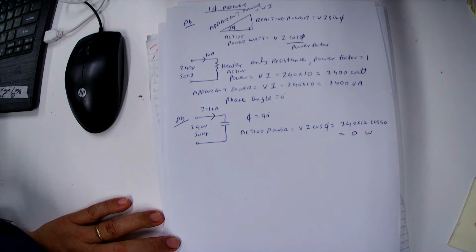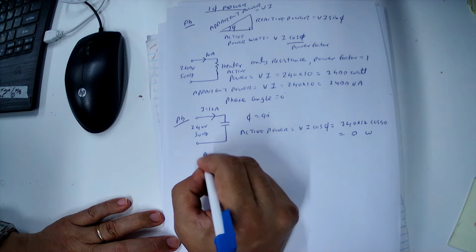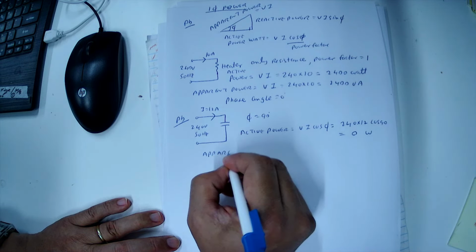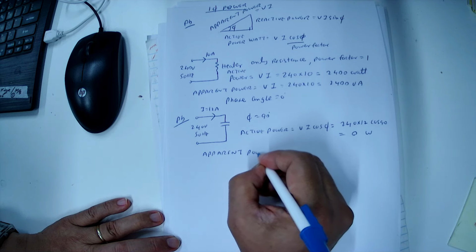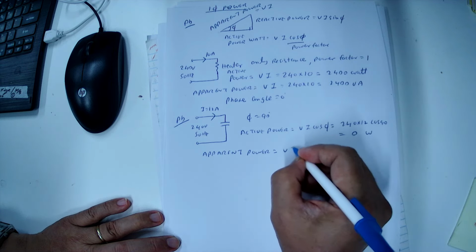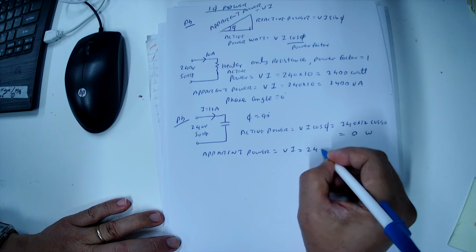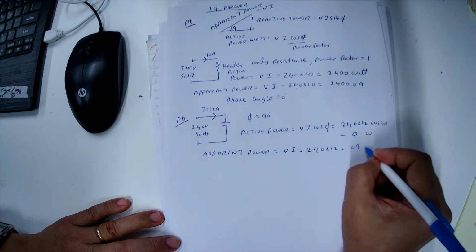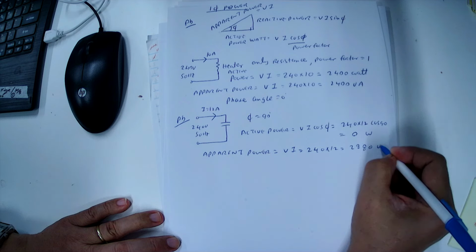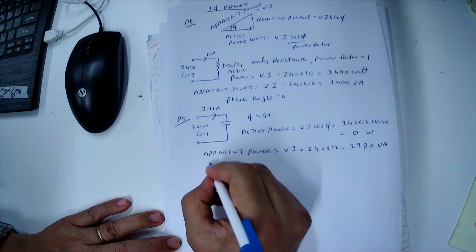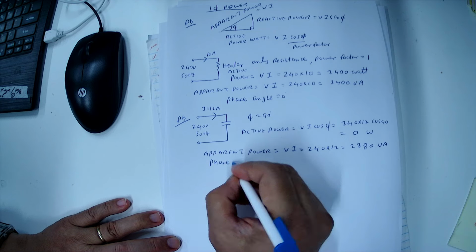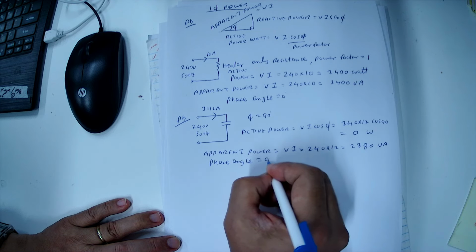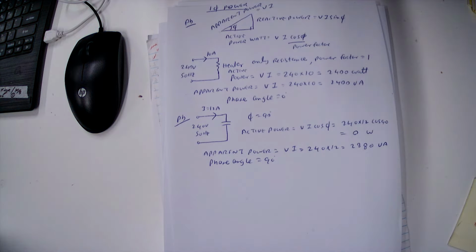We also calculate the apparent power. Apparent power is V into I. Voltage 240, current 12. Therefore, we get 2880 volt amp. And the phase angle is 90 degrees. This is the way we can calculate it.